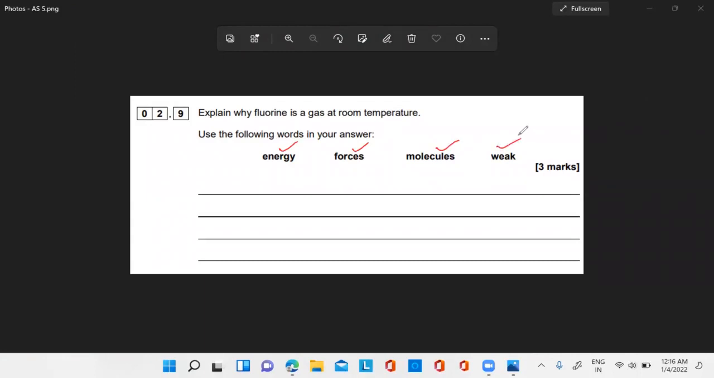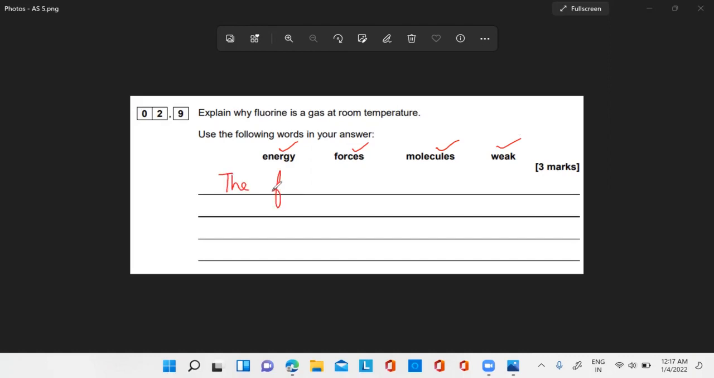So as we know, for any element which is a gas at room temperature, the intermolecular force, meaning the force between the molecules, has to be weak. If it is weak, then with little energy the forces can be easily broken. So the same logic goes for fluorine as well. If you want to write the answer, we can write it like that.